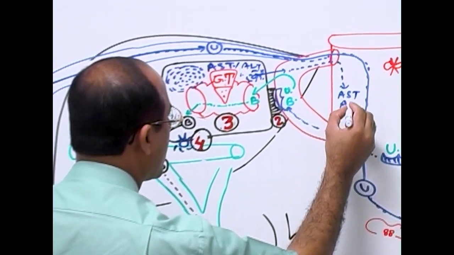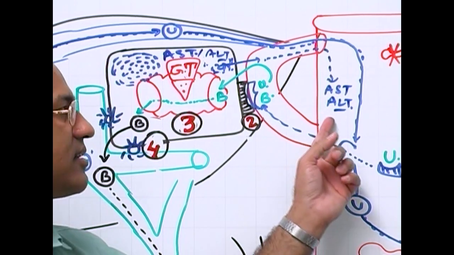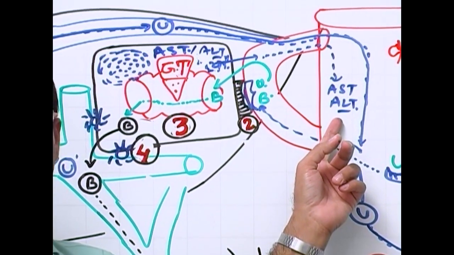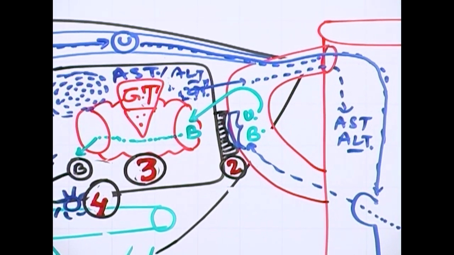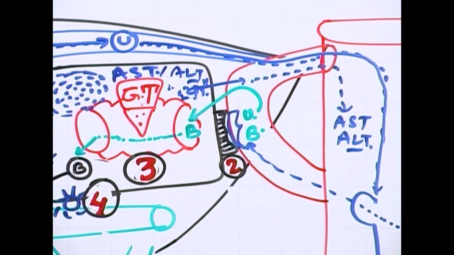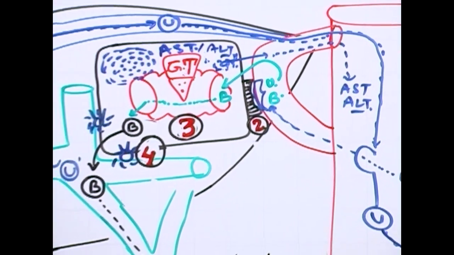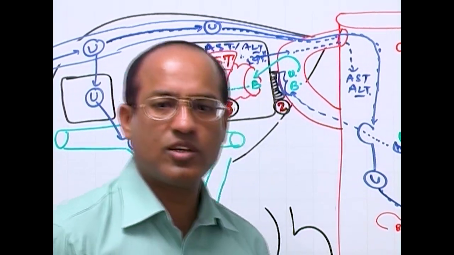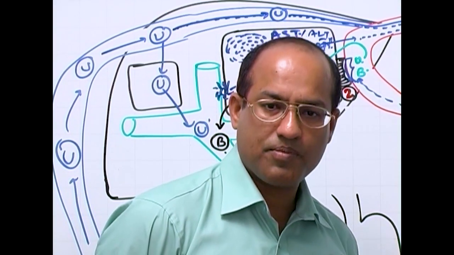AST and ALT. Out of them, remember, ALT, L for liver. It means it is more specific for liver diseases. AST is not as specific for liver diseases. So whenever there is significant acute hepatocellular damage, the hepatocellular enzymes will spill into circulation, and we say that serum transaminases, AST and ALT levels, have gone up.